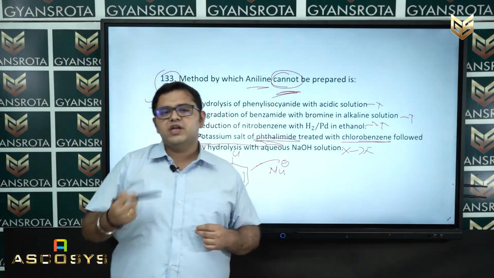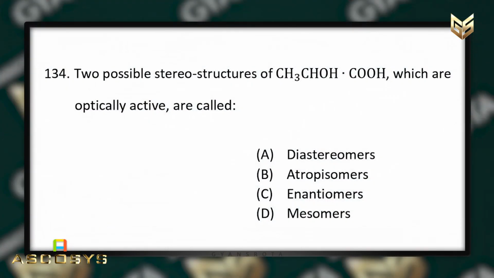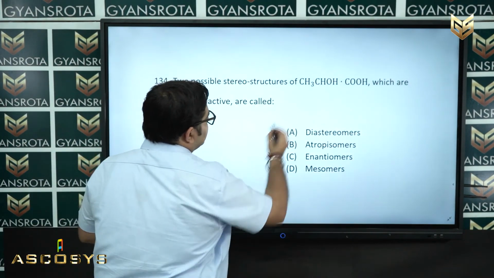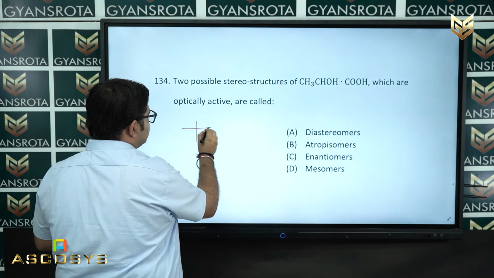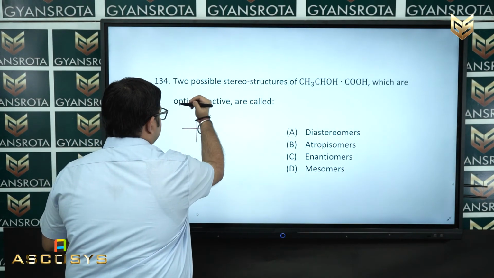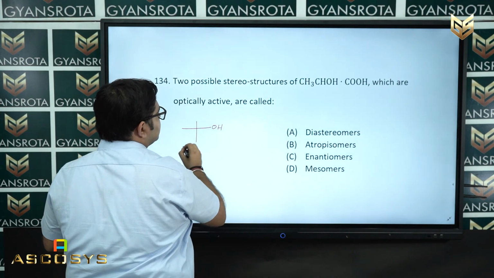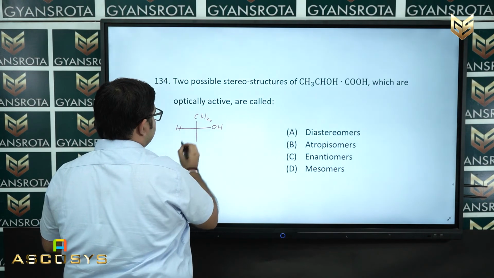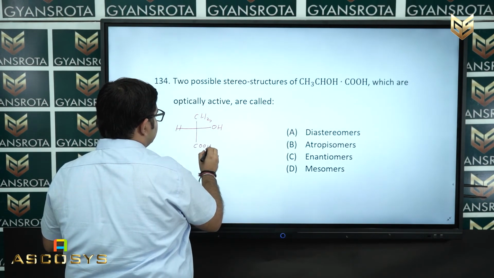So, now we are moving to the next question, that is question number 134. Question number 134 is on your screen. Two possible stereo structures of CH3CHOH COOH which are optically active are called. Now we are moving to the solution part. So, first draw the structure, how it looks. Okay. So, this one we can write like this, this is OH, CH3, H on this side and COOH on this side.